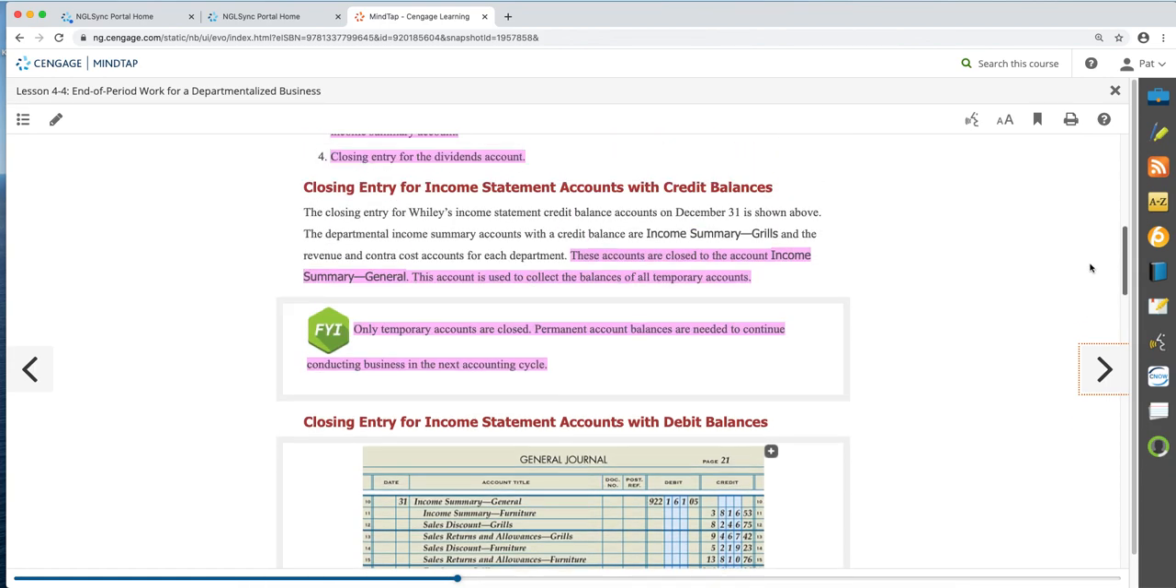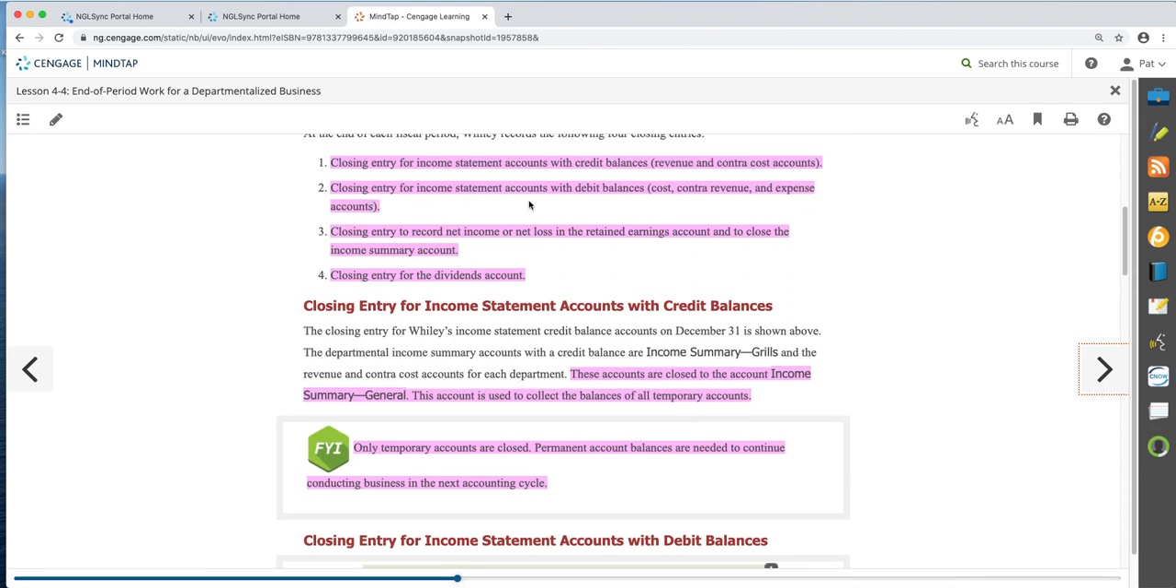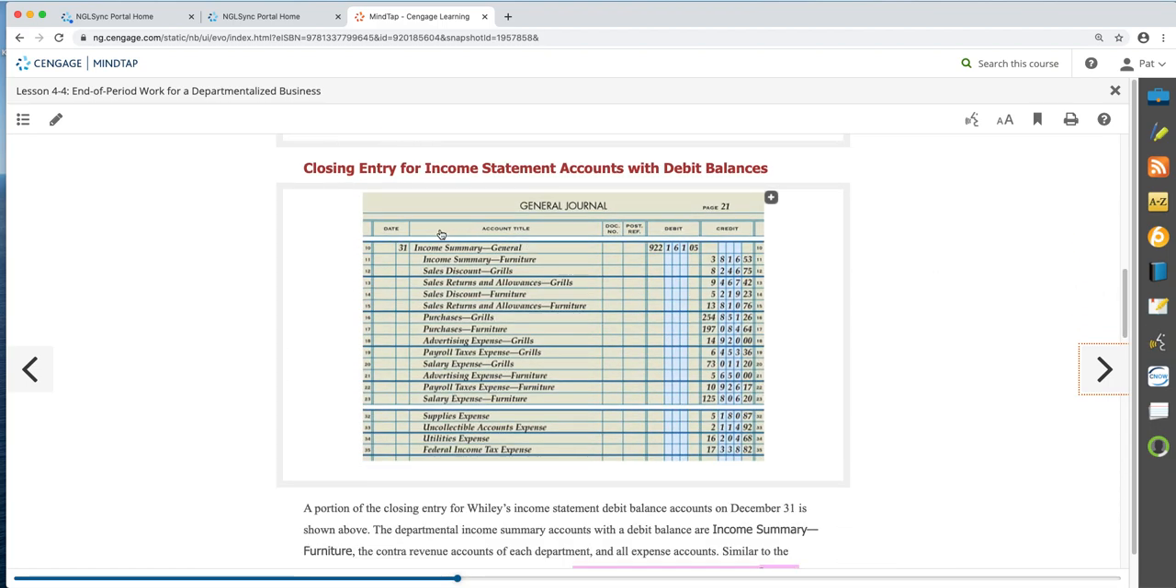Then the second entry is the closing entry for income statement accounts with debit balances. So you go to the unadjusted trial balance, and all of these accounts, through sales discounts, these are the revenue contra accounts, these are all the cost accounts and expenses. These all have debit balances. To close them to 0, we need to credit them, add them all up, and then debit income summary general.